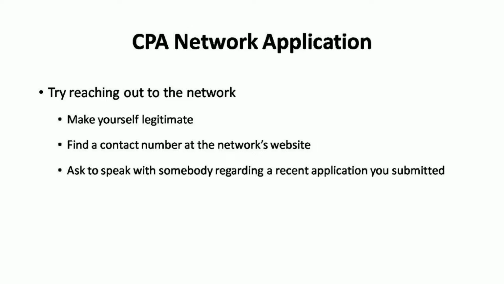Some networks approve or disapprove applications without ever doing a phone screen. You can sometimes find a contact phone number at the network's website you're applying to. When you call or reach out to the network, you should ask to speak with somebody regarding a recent application you've submitted. You should call within 24 hours of submitting the application.